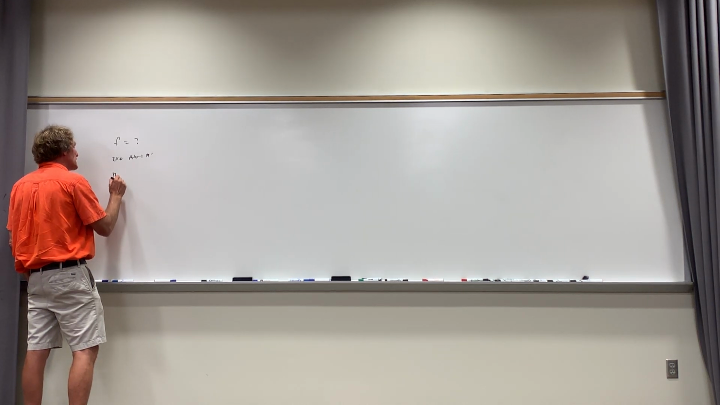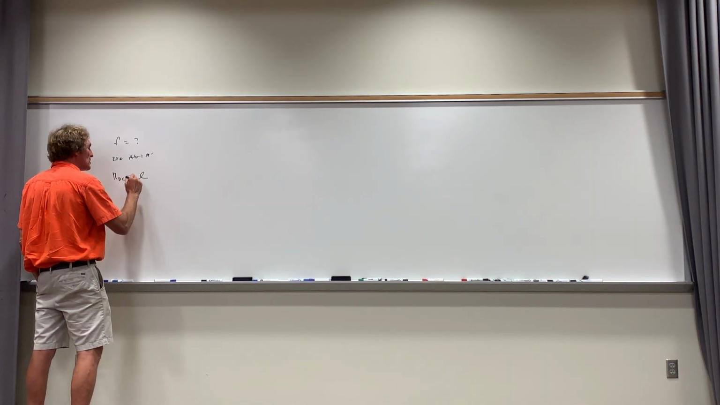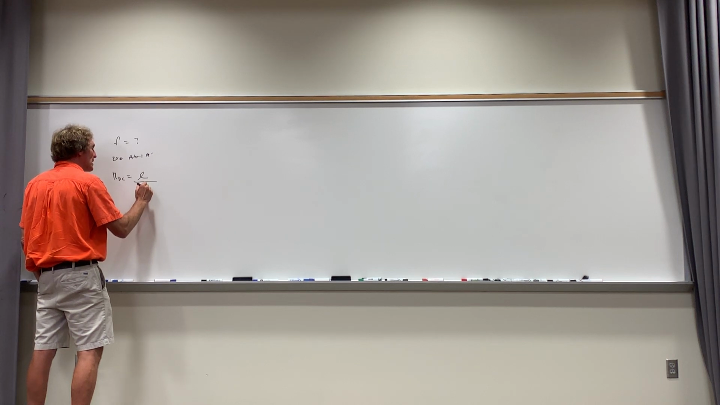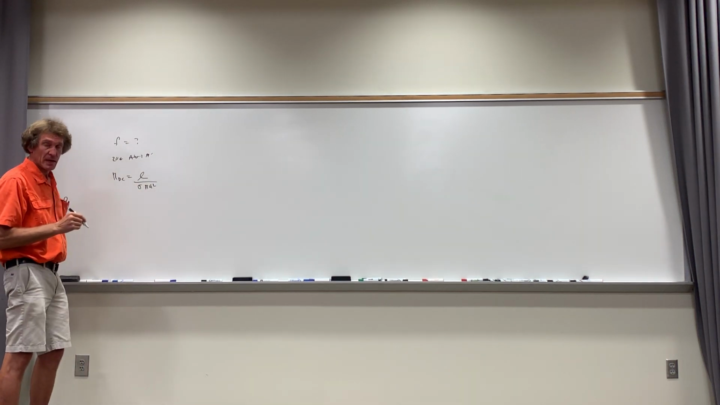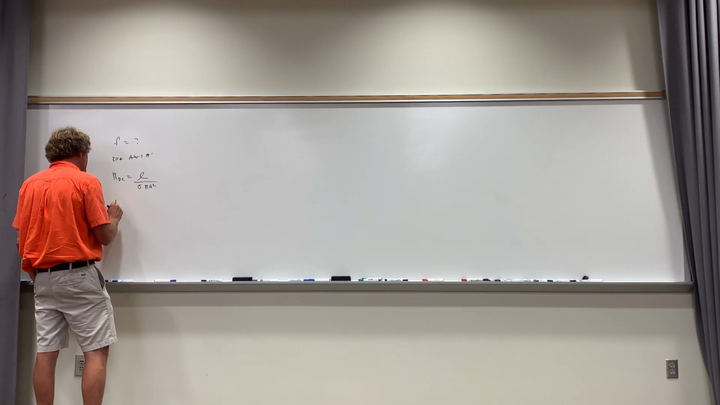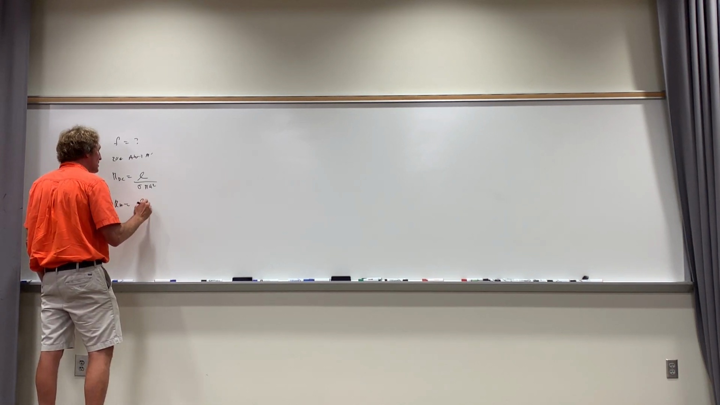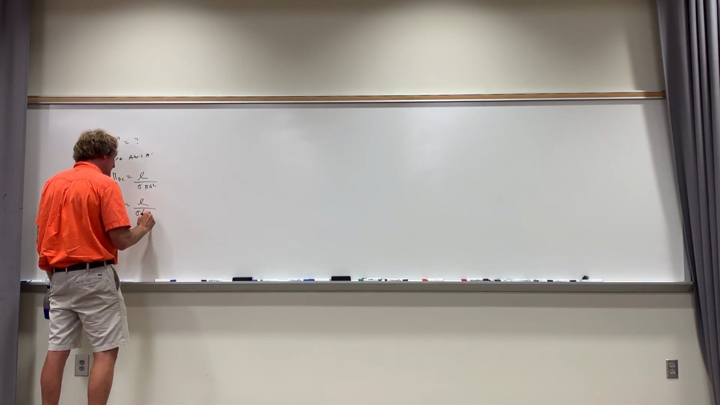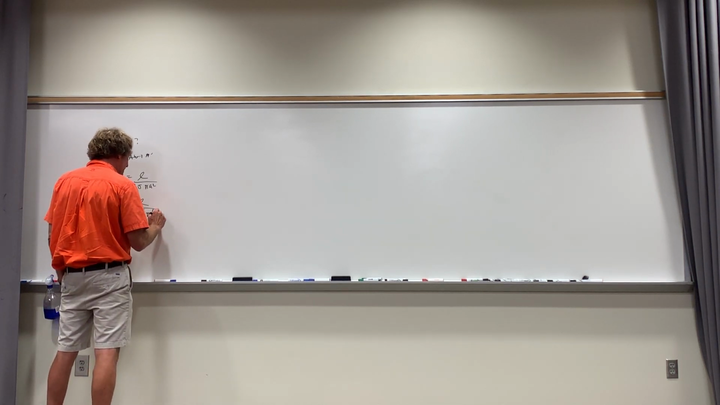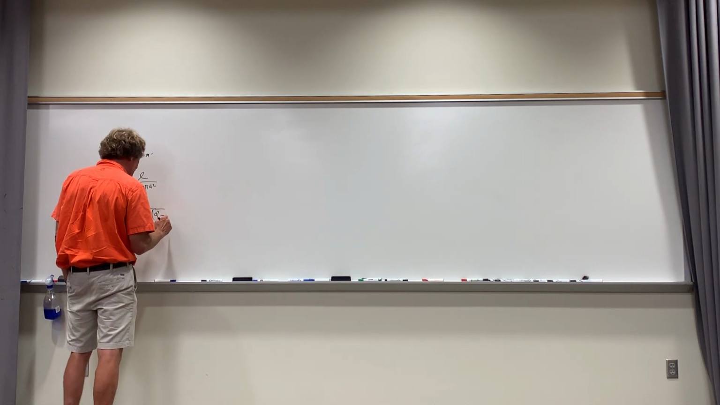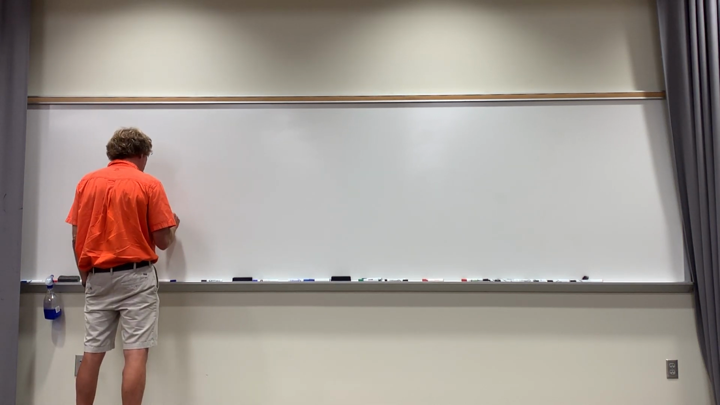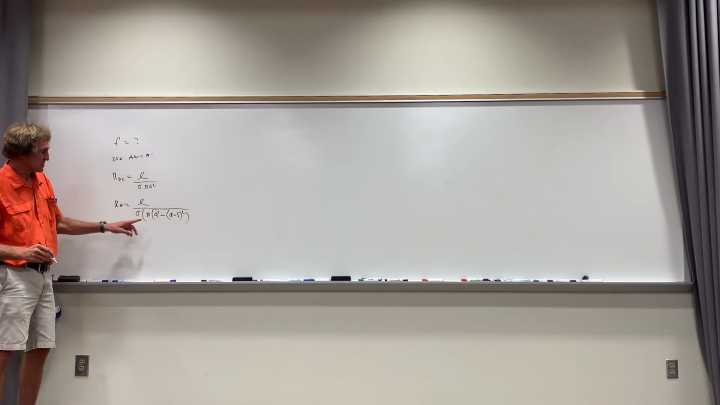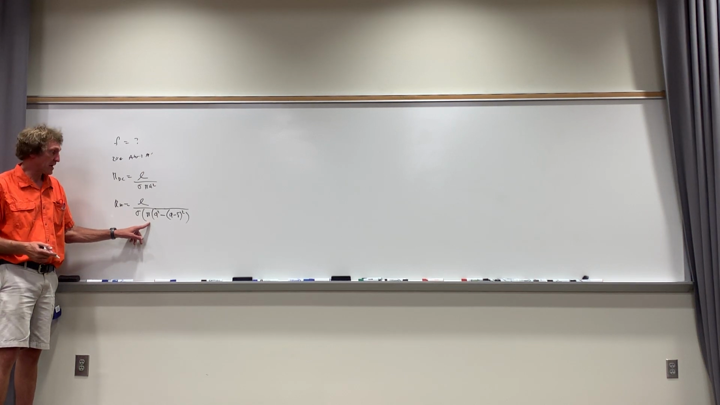R DC was equal to just L over sigma times pi a squared, right? And then R high frequency is equal to L over sigma. And if you want to be exact, it would be pi times a squared minus the quantity a minus the skin depth squared. The outer area is pi a squared, but if it's within the skin depth, you're going to say it's within the skin depth of the surface.